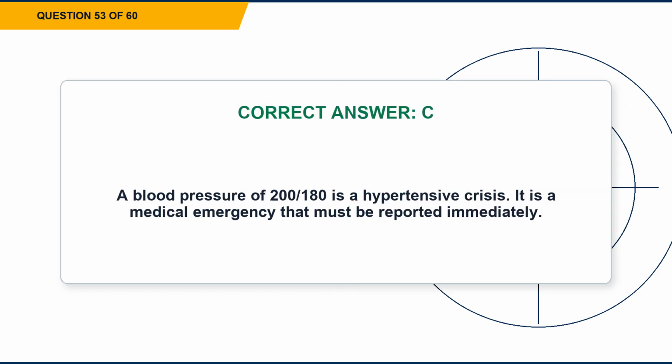Explanation. A blood pressure of 200/180 is a hypertensive crisis. It is a medical emergency that must be reported immediately.